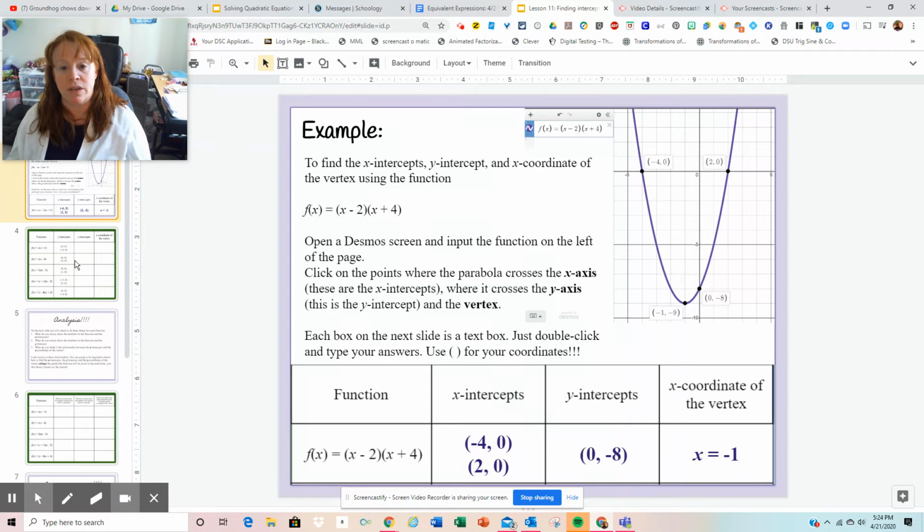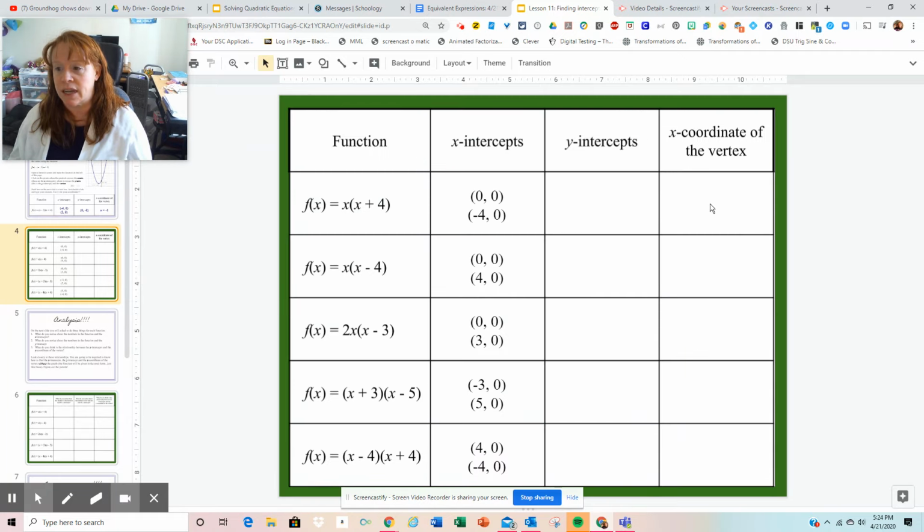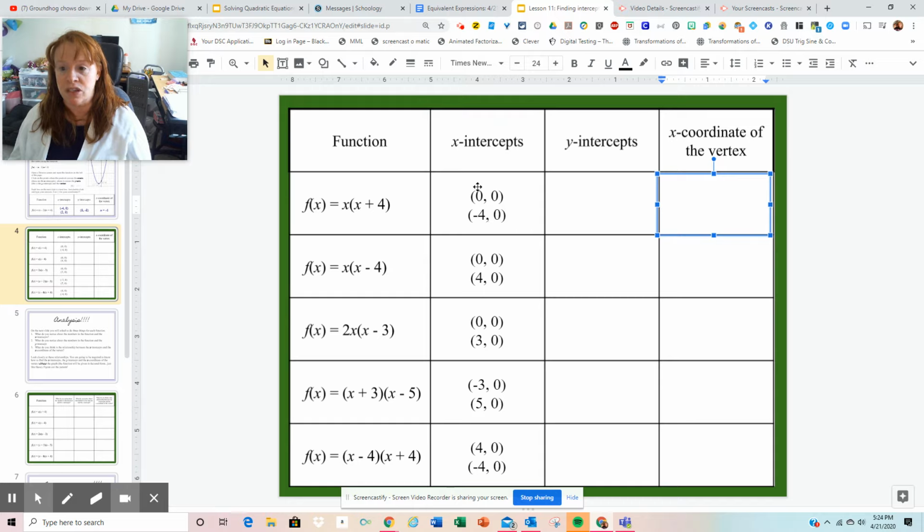So what I'm going to do is come over here and take a look at how to do these just using my x-intercepts. My x-intercepts here are 0 and -4. So I'm going to add 0 plus that, divided by 2, which gives me -4 divided by 2. Well, -4 divided by 2 is -2. So x equals -2 is the x-coordinate for my vertex.